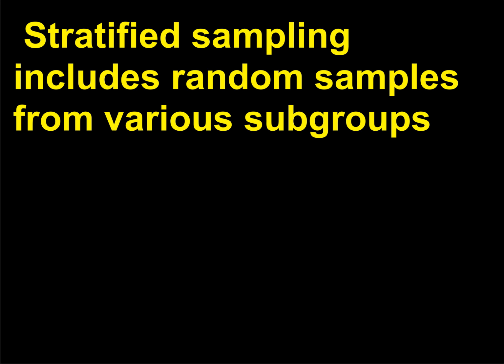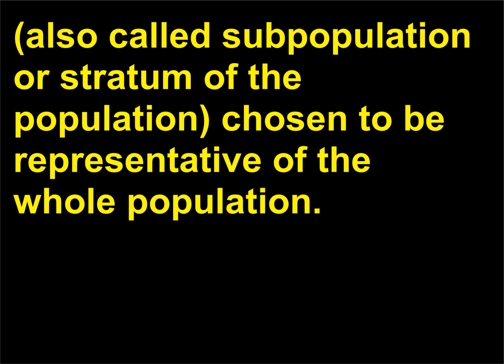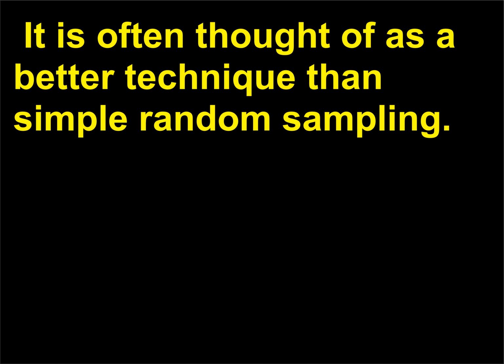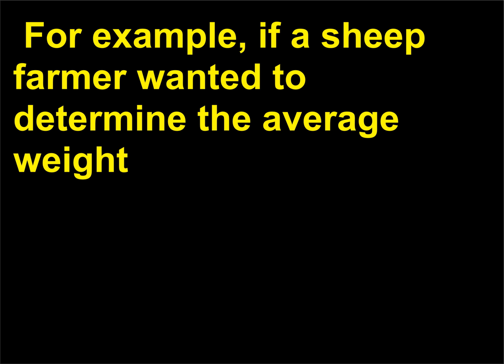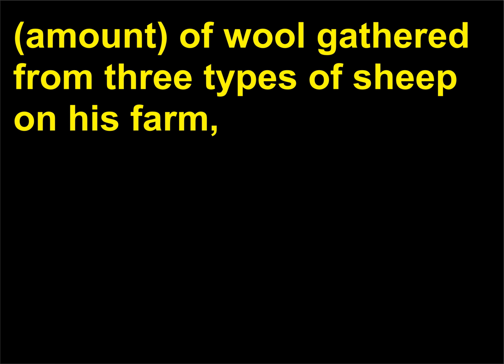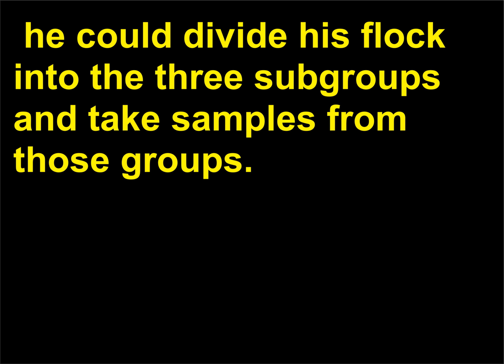Stratified sampling includes random samples from various subgroups, also called subpopulations or strata of the population, chosen to be representative of the whole population. It is often thought of as a better technique than simple random sampling. For example, if a sheep farmer wanted to determine the average weight of wool gathered from 3 types of sheep on his farm, he could divide his flock into the 3 subgroups and take samples from those groups.